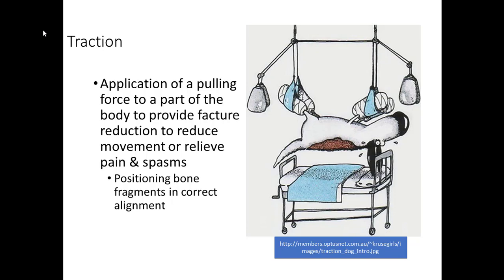The traction really helps with muscle spasms because all the nerves are damaged in there and the muscles are damaged in there. When those bones grate against each other, it causes the muscles to spasm and the nerves are haywire. So it really helps with the muscle spasms.